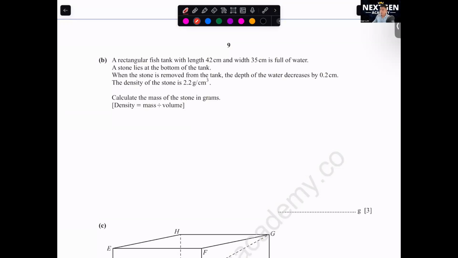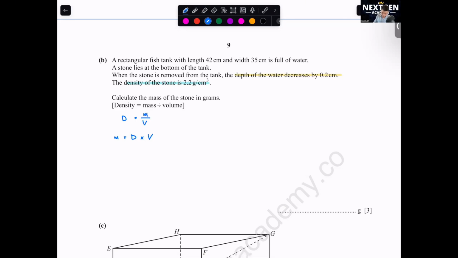Okay, question B. A regular fish tank with length 42 cm and width 35 cm is full of water. A stone lies at the bottom of the tank. When the stone is removed from the tank, the depth of the water decreases by 0.2 cm. The density of the stone is 2.2 gram per cm cube. Calculate the mass of the stone in grams. They give you the formula. Density is equals to mass over volume. So we rearrange this. Mass is density times volume.